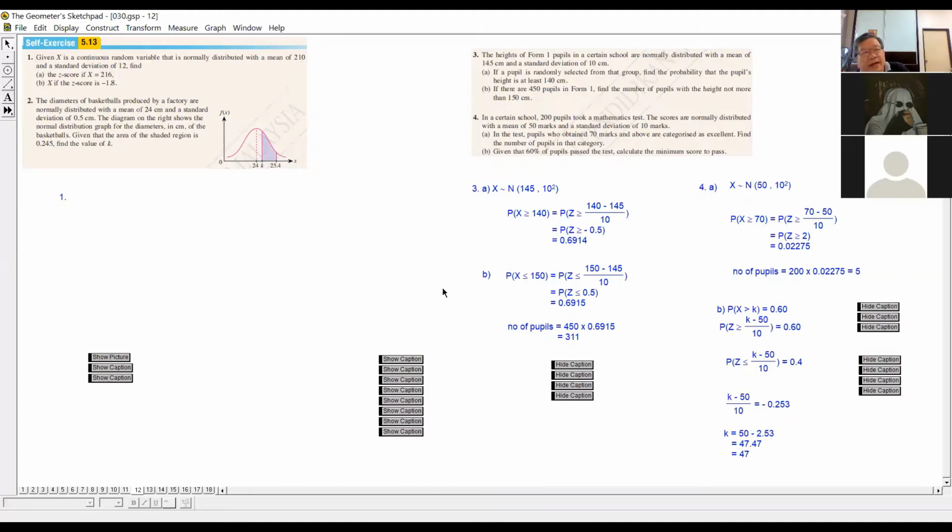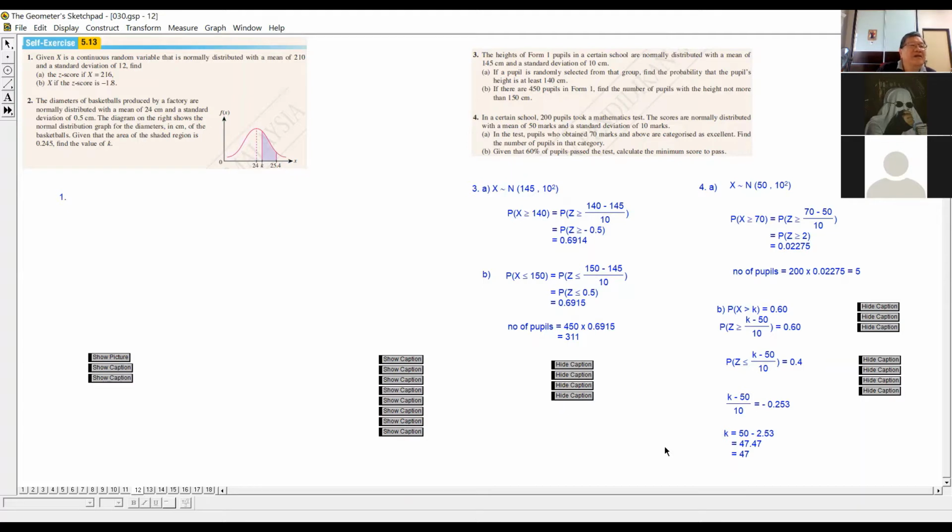Question number one. Li Ying, read question number one. Okay, teacher. Given x is a continuous random variable that is normally distributed with a mean of 210 and a standard deviation of 12, find the z-score if x equals 216, and x if the z-score is negative 1.8.